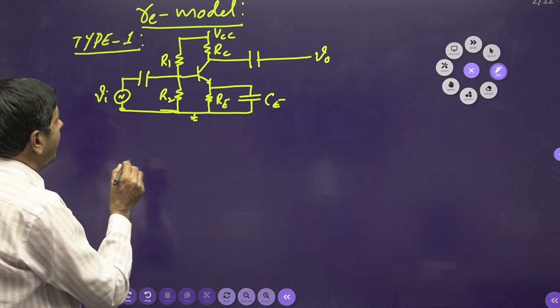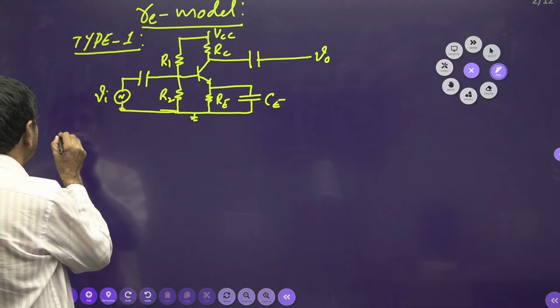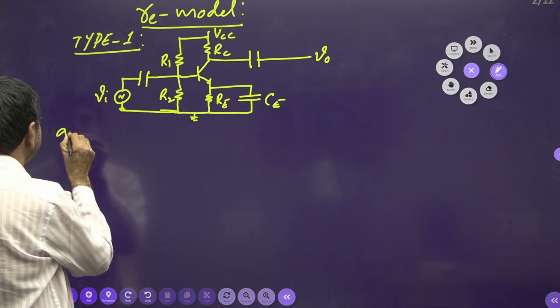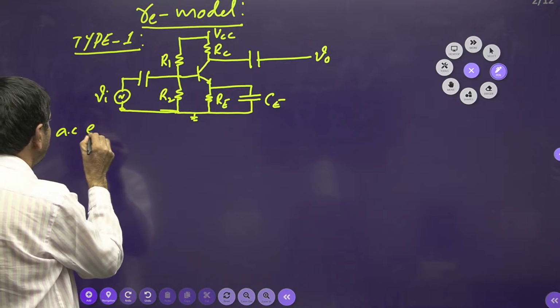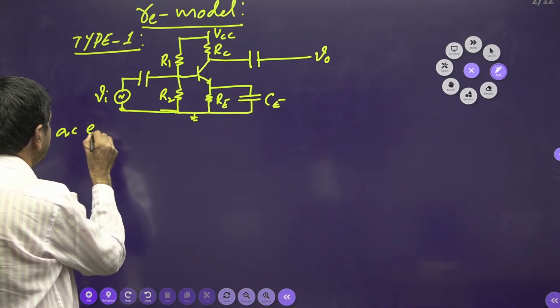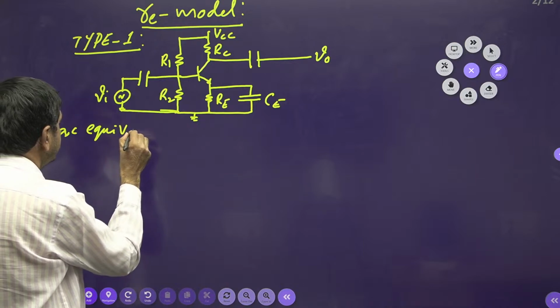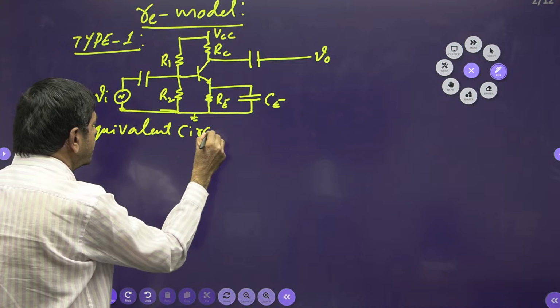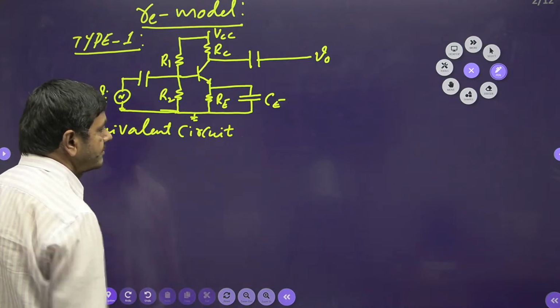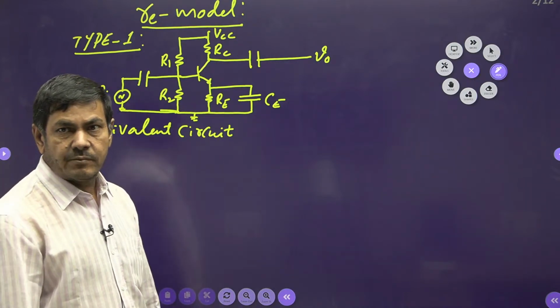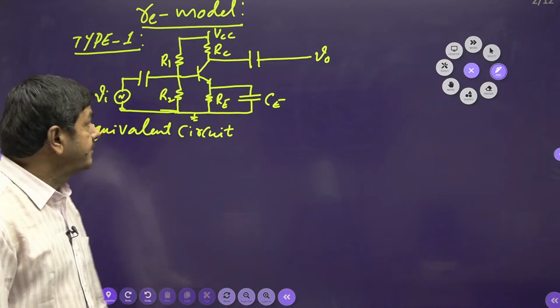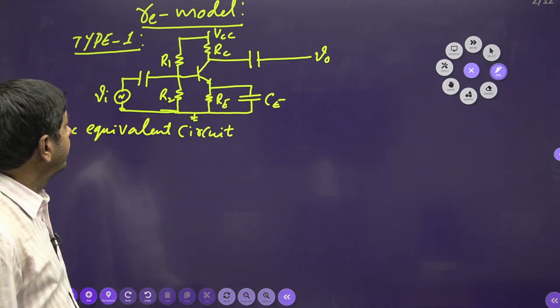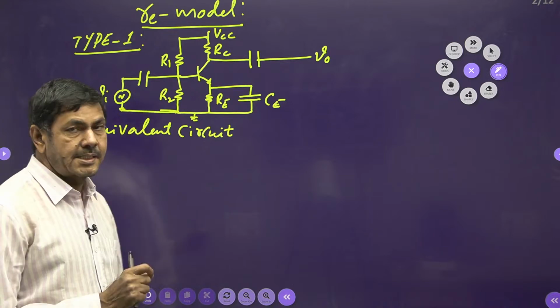Initially, we need to draw the AC equivalent circuit. The AC equivalent circuit is more important. Without drawing this network, we can't do anything. How can we draw it? There are certain conditions.